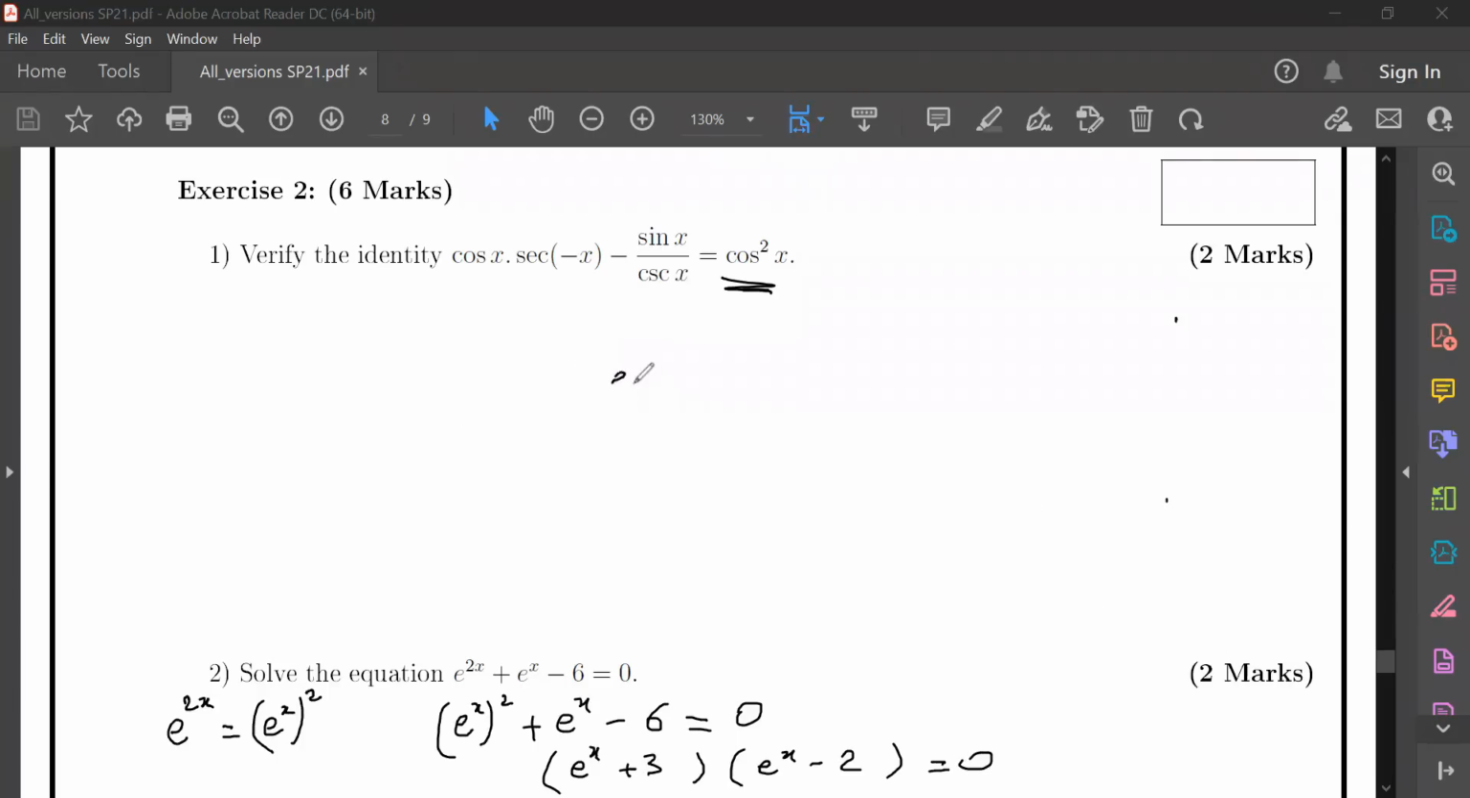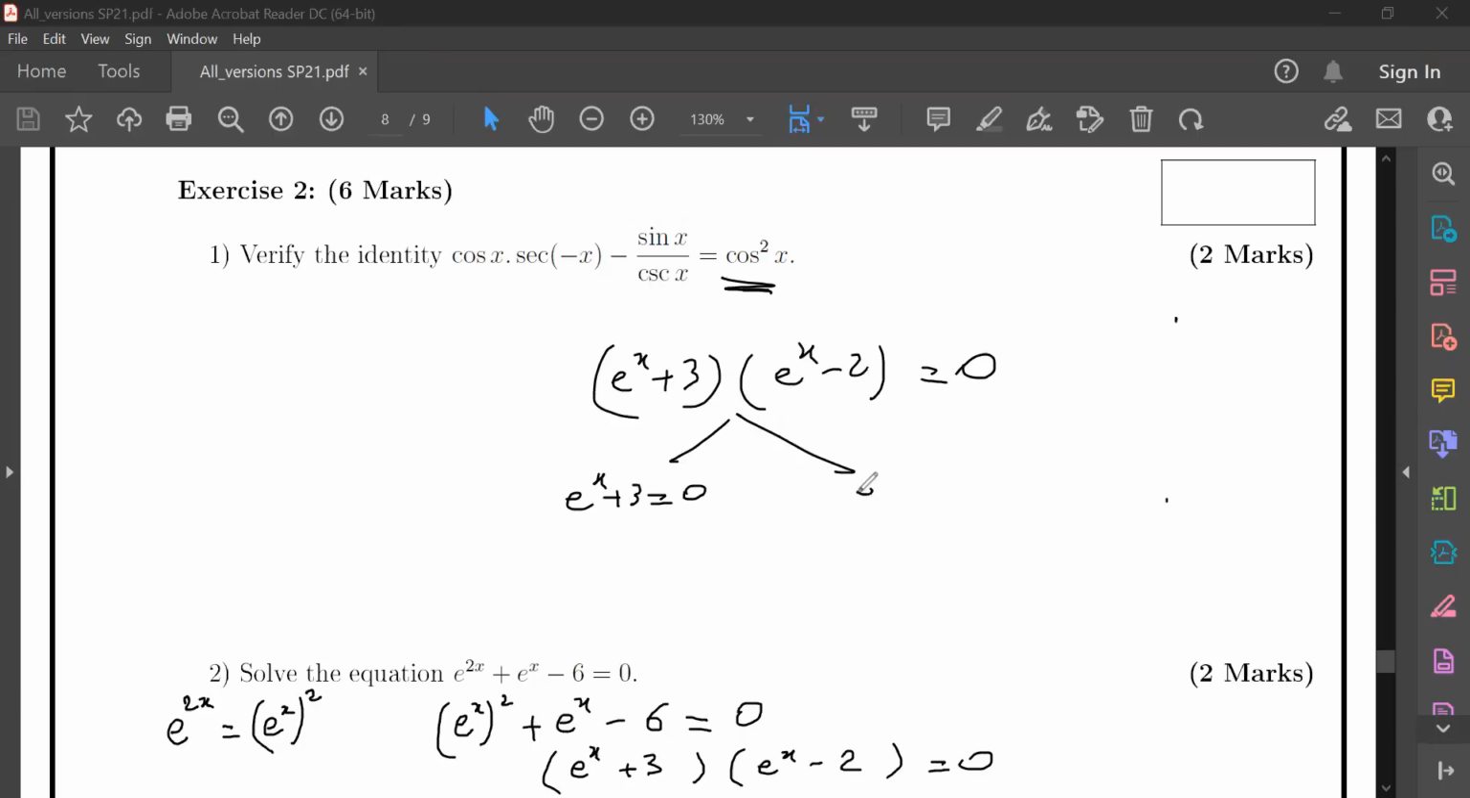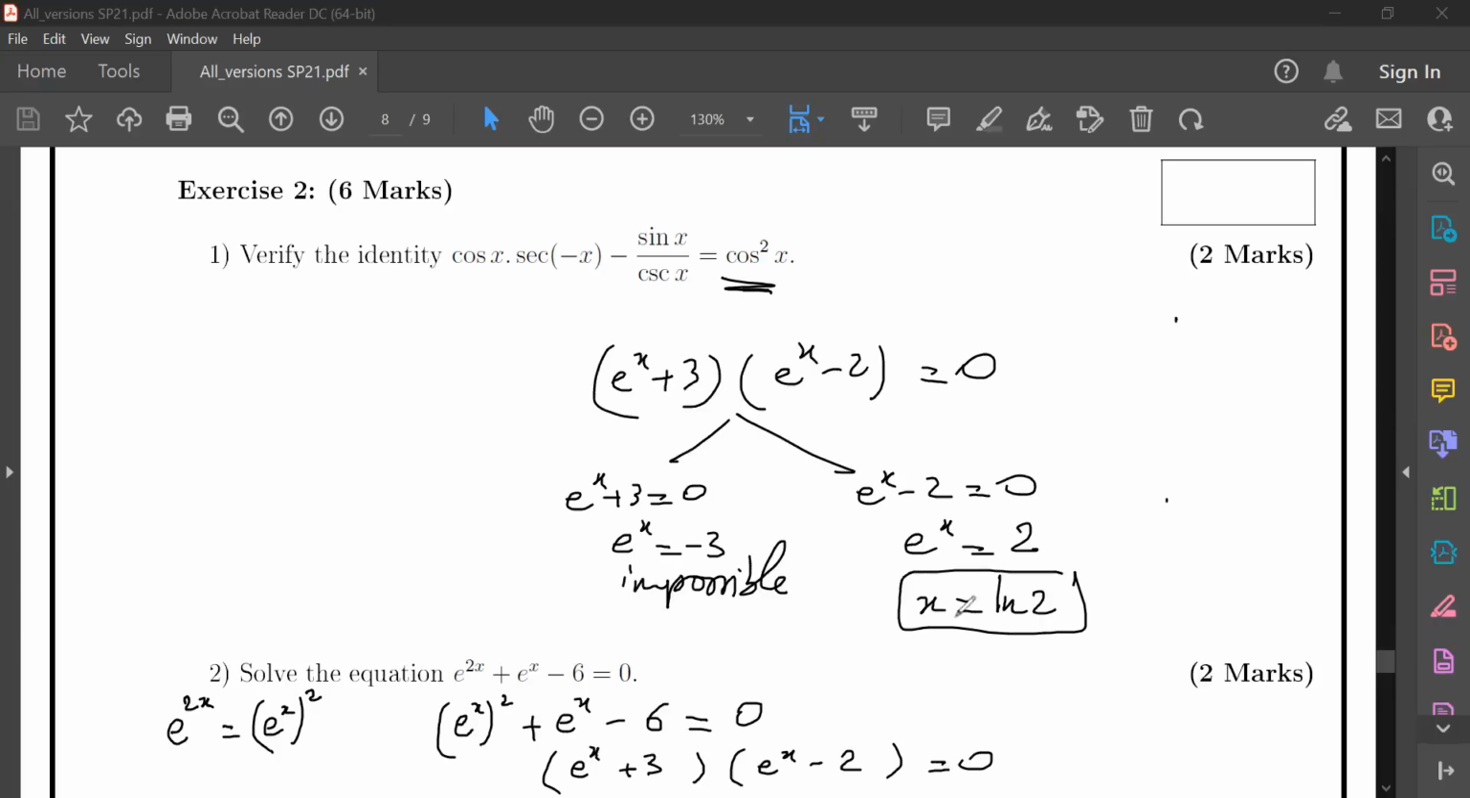I will continue here. Exponential x plus 3 times exponential x minus 2 equals 0. This means that exponential x plus 3 equals 0, or exponential x minus 2 equals 0. This gives exponential x equals minus 3, which is impossible because exponential is always positive. And this gives exponential x equal 2. We write the equivalent logarithmic form: x is ln 2. So the solution set has one solution, which is ln of 2.